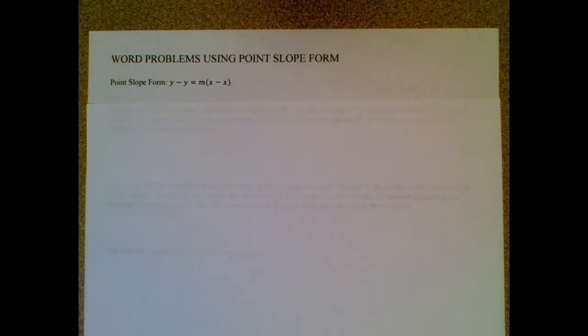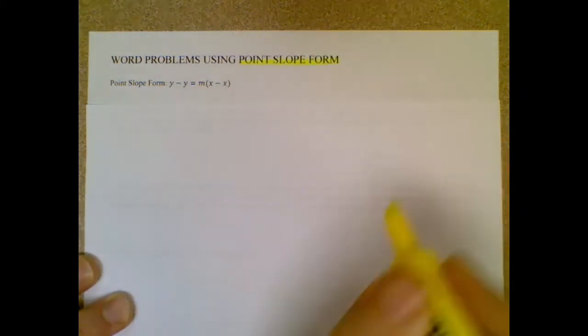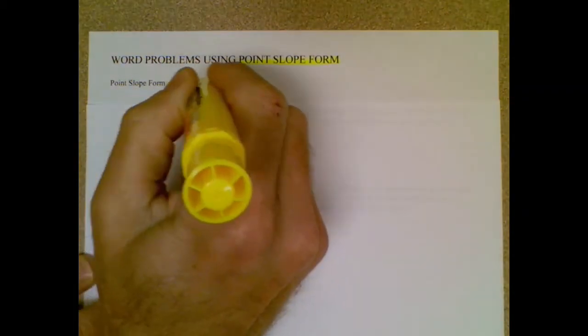We're going to take a look at word problems using everybody's favorite point slope form, the ever clunky y minus y equals m times x minus x. You should have a blank copy of notes and a completed copy of notes available for you on the lesson plans.